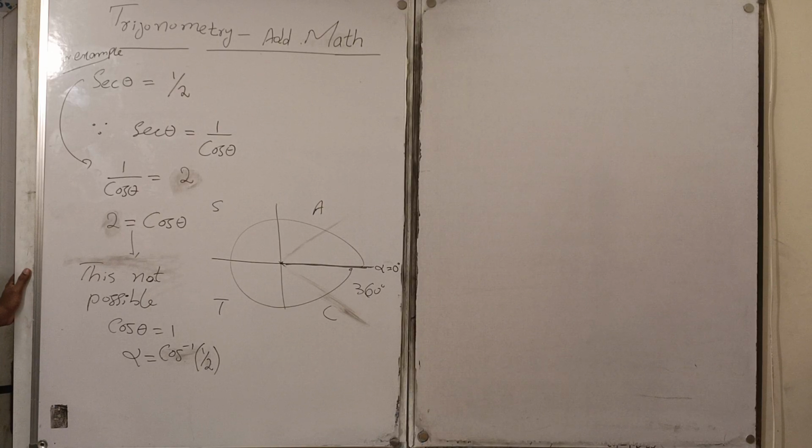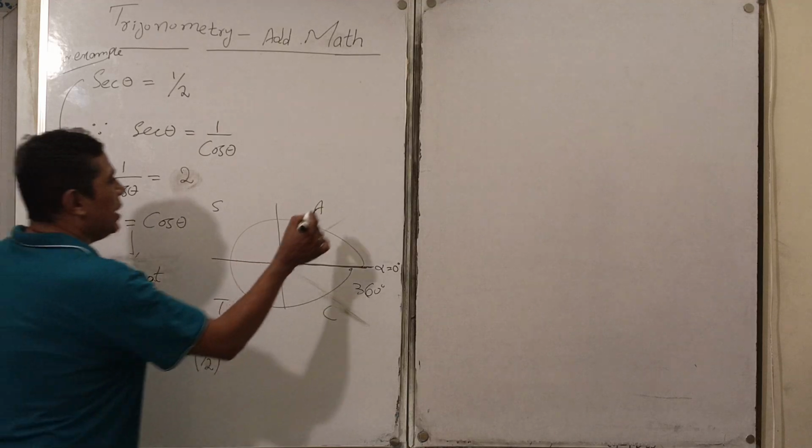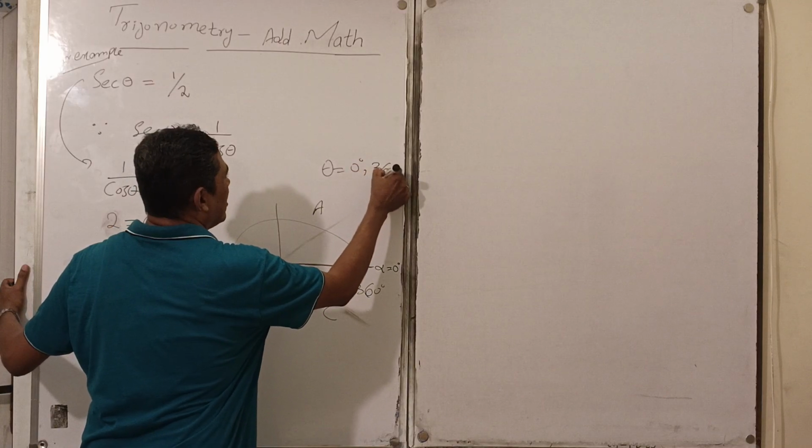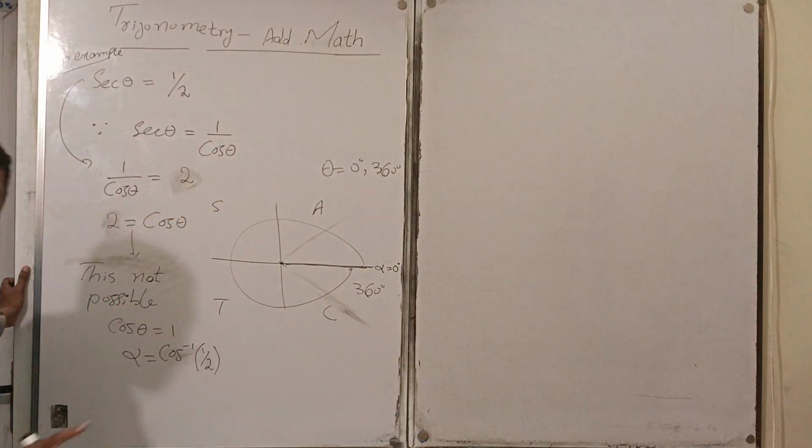So that is a technical point. Keep it in your mind. You got my point? So it means that theta is between 0 degree and 360 degree. Clear?